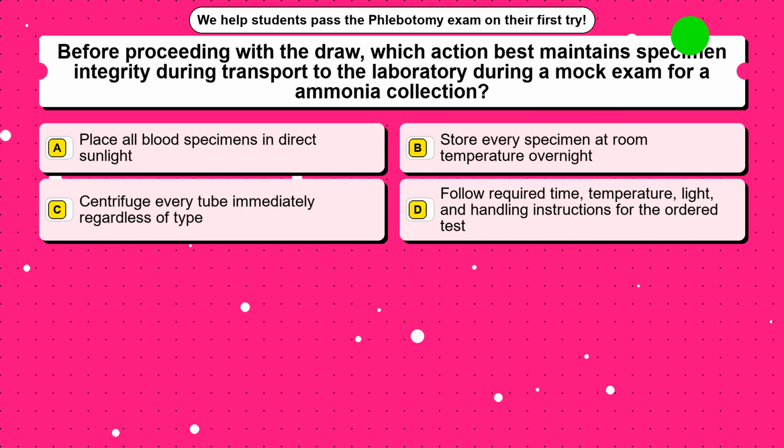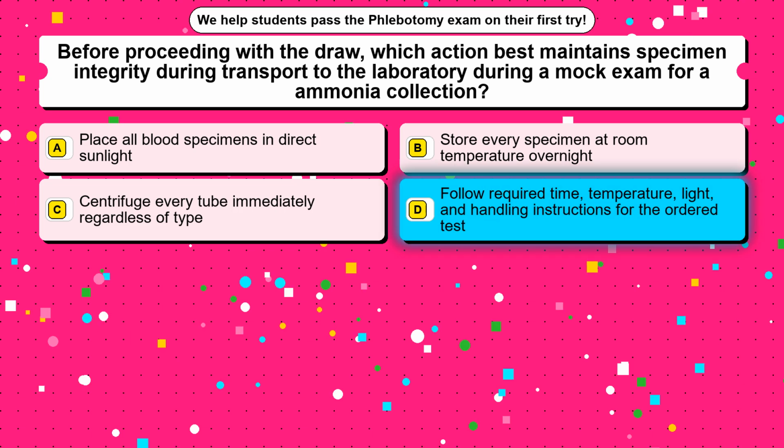Question 34. Before proceeding with the draw, which action best maintains specimen integrity during transport to the laboratory during a mock exam for an ammonia collection? Option A, place all blood specimens in direct sunlight. Option B, store every specimen at room temperature overnight. Option C, centrifuge every tube immediately regardless of type. Option D, follow required time, temperature, light, and handling instructions for the ordered test.